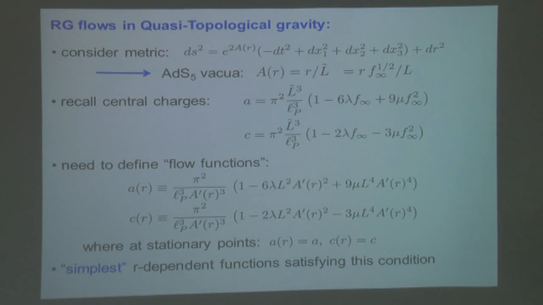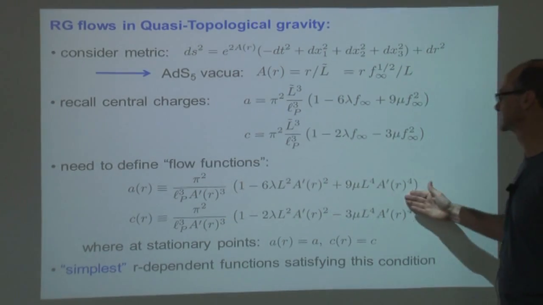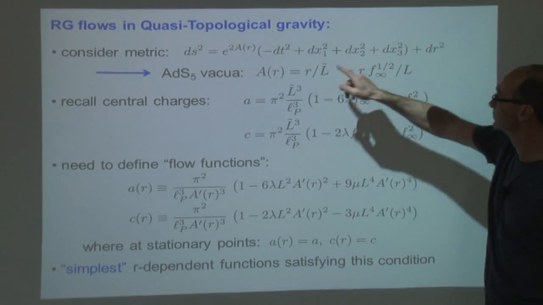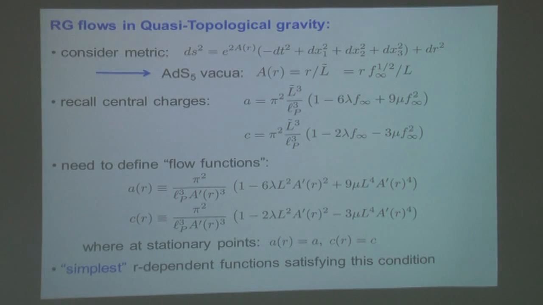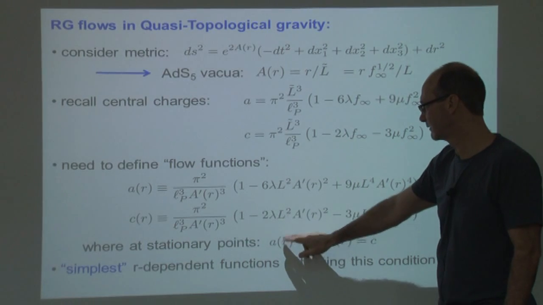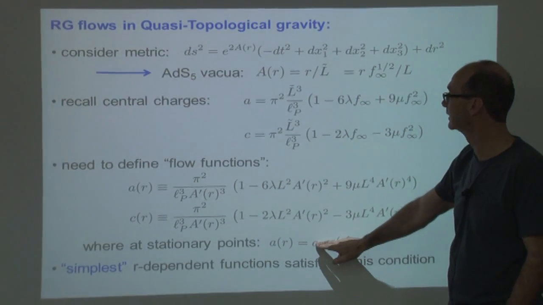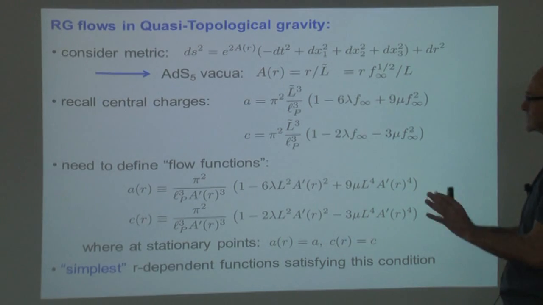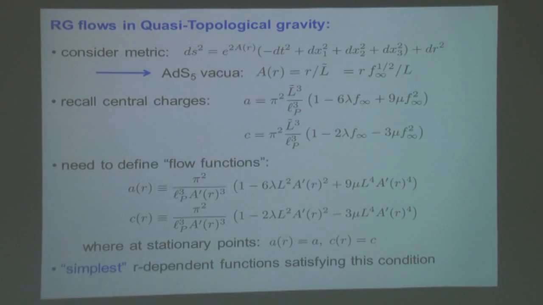And so the simplest thing you can write down is something like this, where I have extra contributions involving, again, the derivative of that conformal factor. By construction, when I'm at a stationary point, this is just a constant, and this A of R gives me that quantity here, and this C of R gives me that quantity there. So that's just by construction. That's the simplest thing I could have thought about. In principle, I could think about far more complicated flow functions, but we're going to focus our attention there.